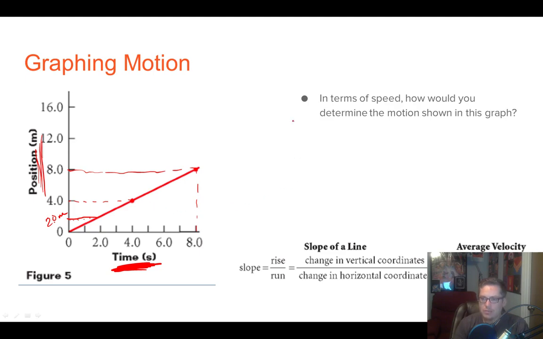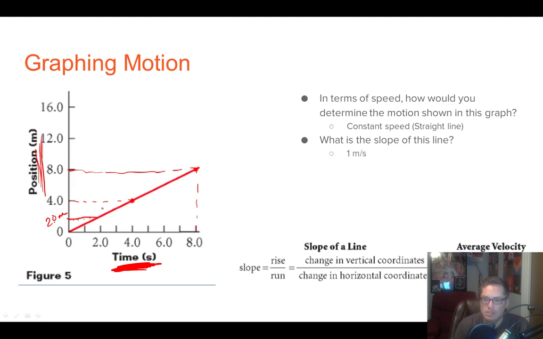So it has a constant speed because this line is straight. If your speed changed, the line would start to curve. We'll look at an example of that here in a second.